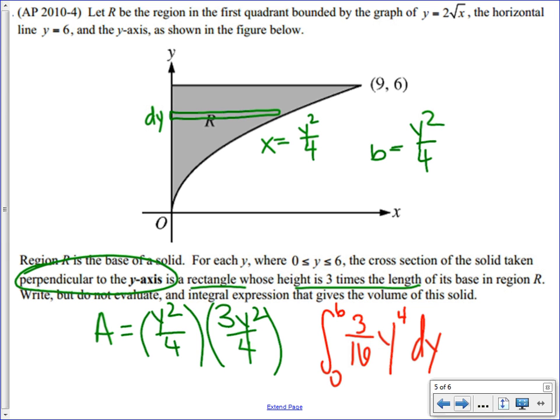Wait, what about the half? Isn't it 1/2 base times height? No, because we're talking about rectangles. Oh, I lied about triangle. We're using a rectangle. Because he said triangle with that word.